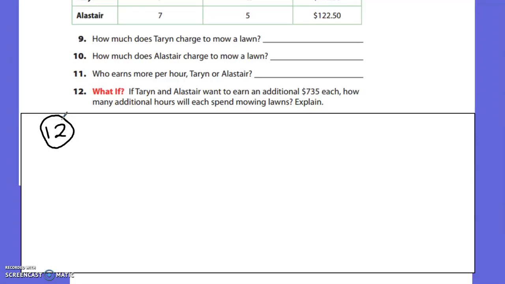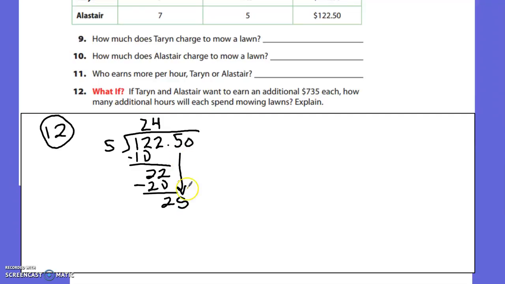So for Alistair, what you should have done for number 11 was $122.50 divided by the 5 hours that he worked. And I'll just divide this with you right now, and then I'll show you how to apply this answer. This is kind of what I did for number 11, but I want to show you how it works for number 12. So 5 goes into 12 twice. 5 goes into 22 4 times. 5 goes into 25 5 times. Kind of looks like I'm done.